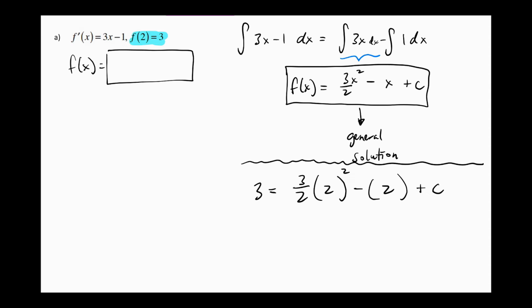So what it's saying is your specific equation, when you plug in 2 for x, you should get 3 for y. So I plugged in 2 for x. I'm going to finish that out. So 3 over 2 times 4 minus 2 plus c should equal 3.